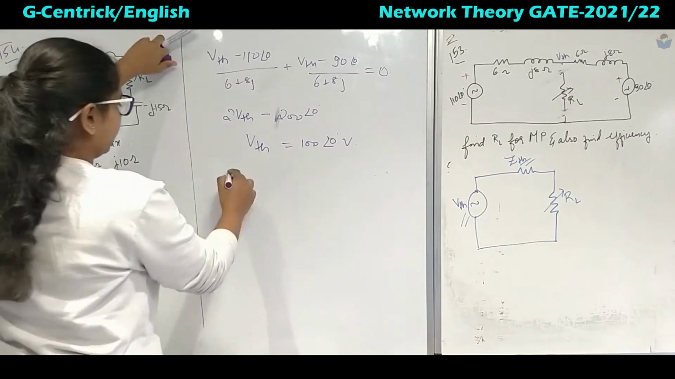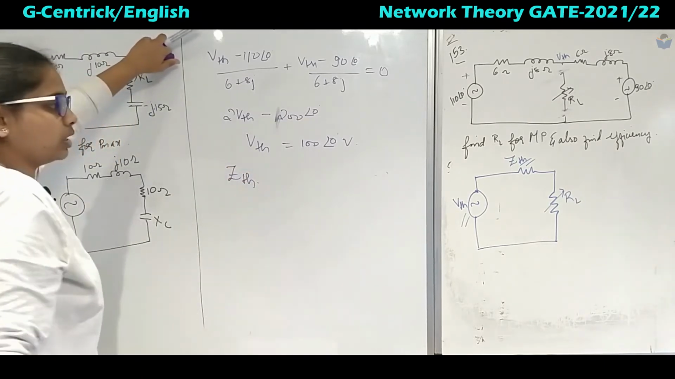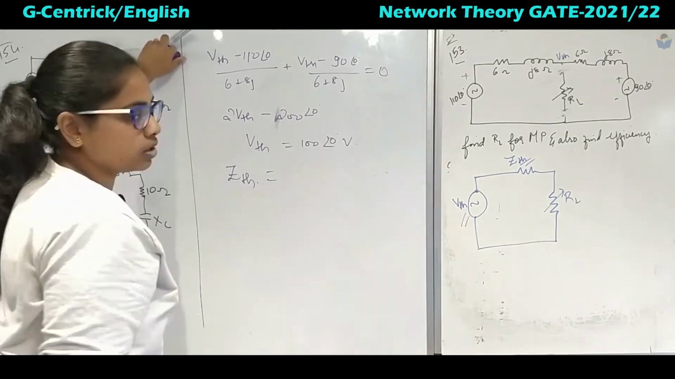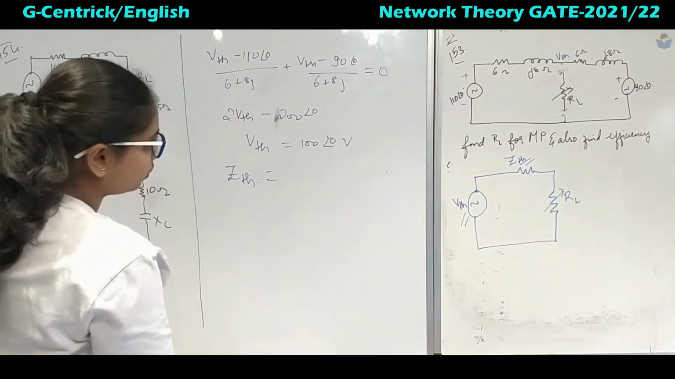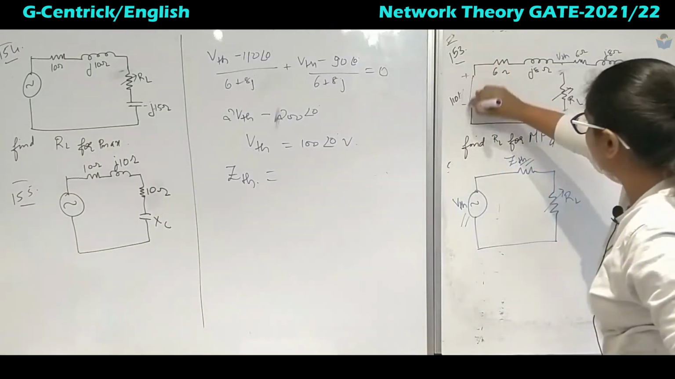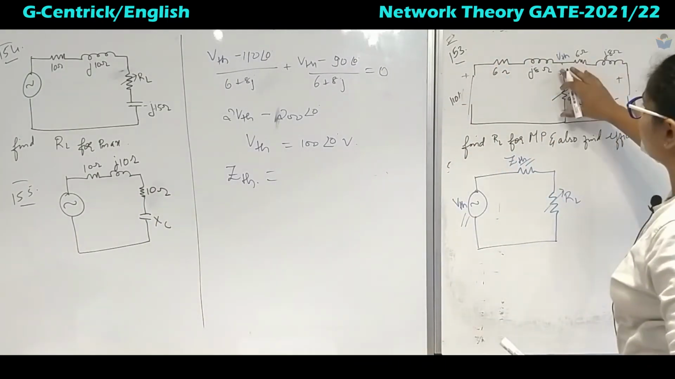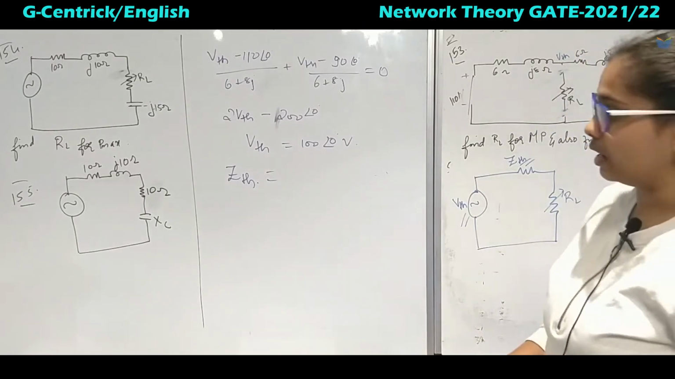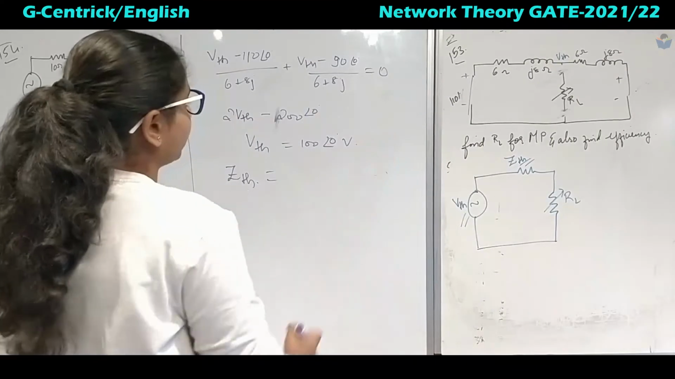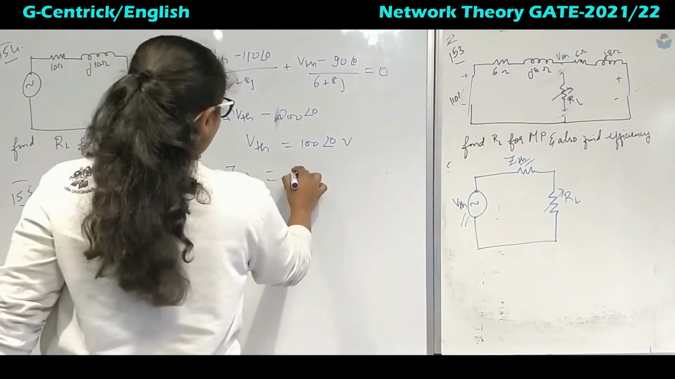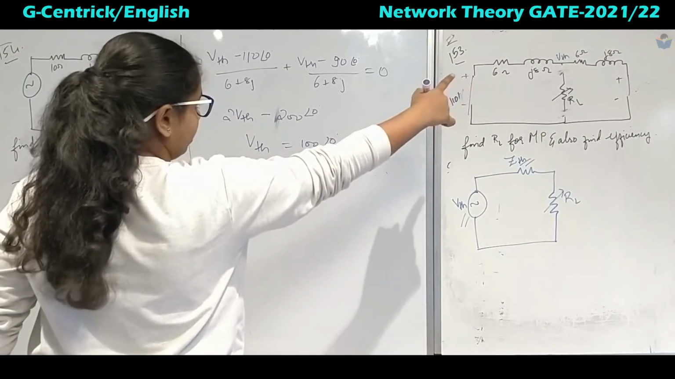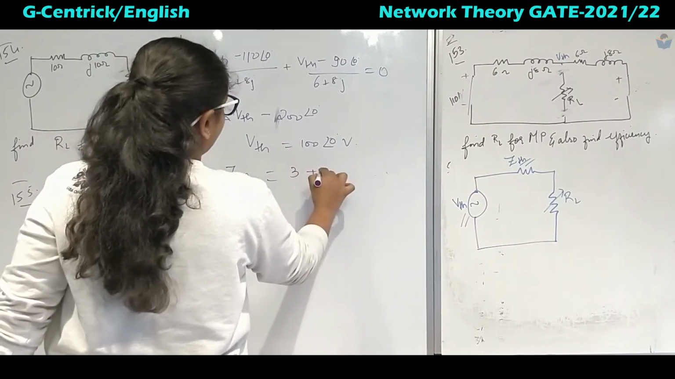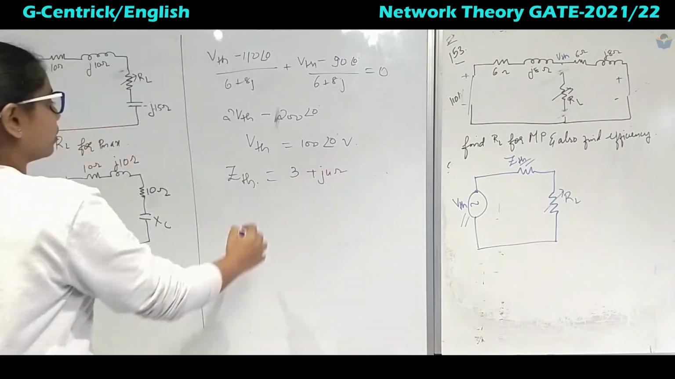Now to find ZTH, how do you find it? It is nothing but shorting the sources. When you short the sources, both of them are shorted. This is open, but this is the terminal we have here, so they are in parallel. When they are in parallel, what do we get for ZTH? Since they have the same value, 6 plus 8j, it will be half of their value, that is 3 plus j4 ohms.